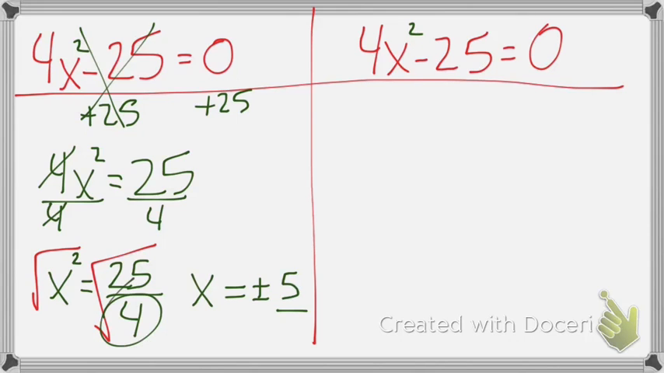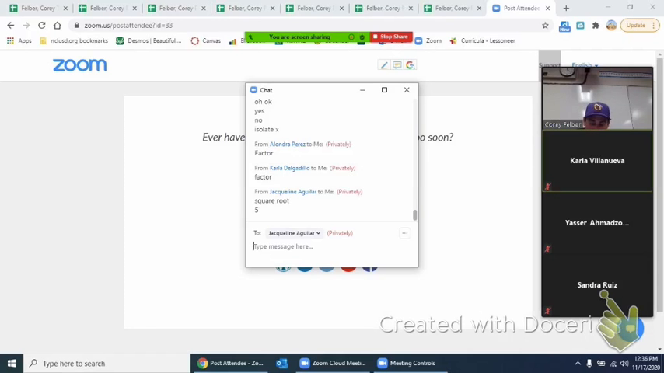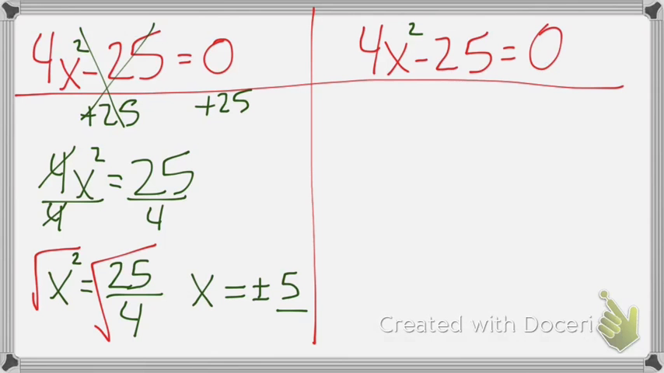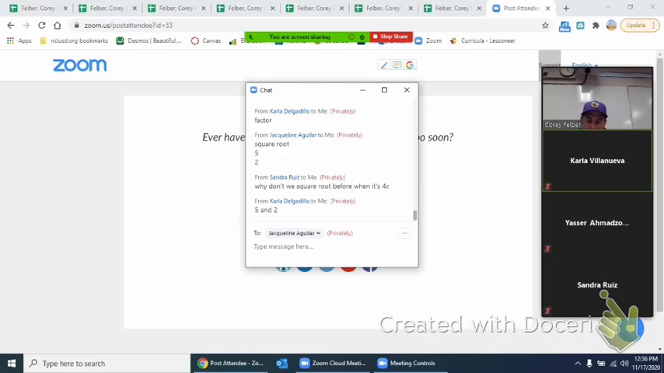And what's the square root of 4 on the bottom? 2. So that means that the square root of 25 over 4 is just 5 over 2. And don't forget about the plus or minus. So questions on the isolating the x?